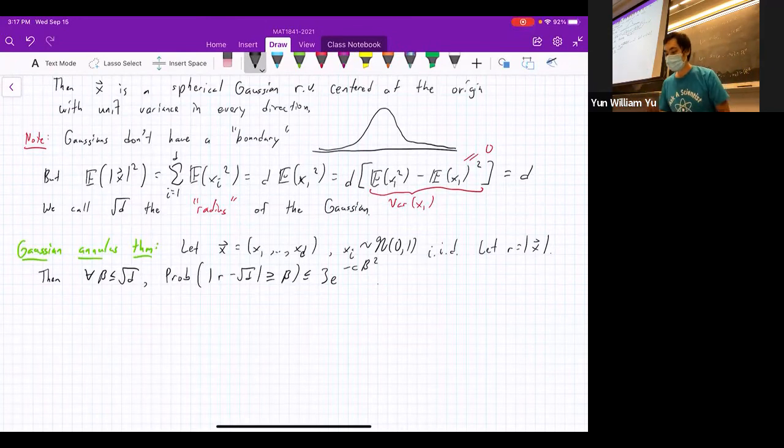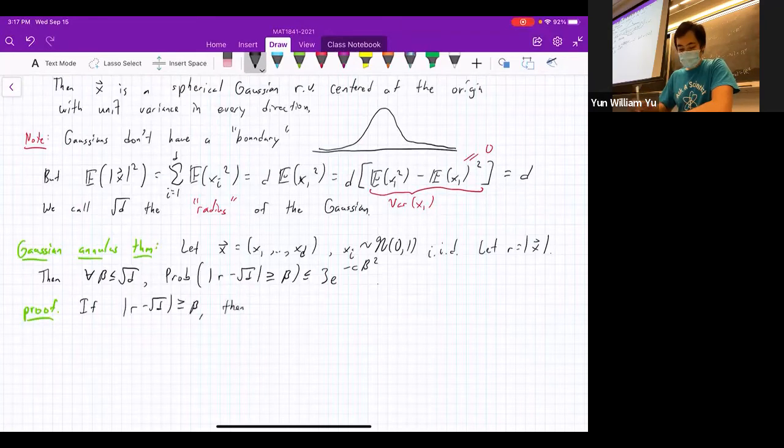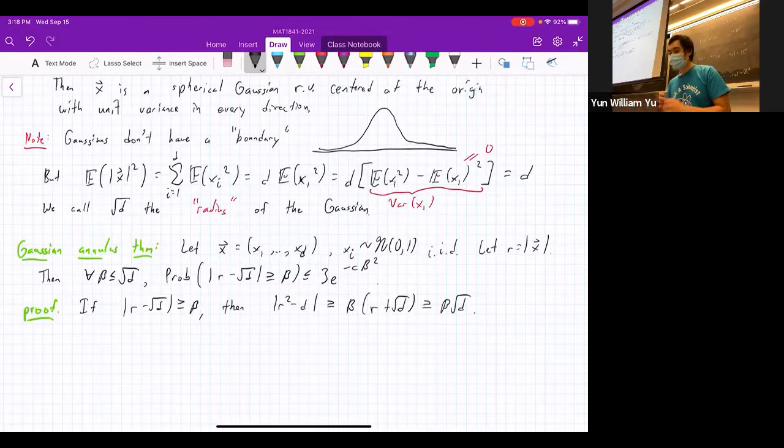And let's prove this. So the proof is just, if we have that R minus root d is greater than or equal to beta, then we know that R squared minus d is greater than or equal to beta times R plus root d, which is greater than or equal to beta times root d. What are we doing there? We're just multiplying both sides by R plus root d. So that's how we get this inequality.